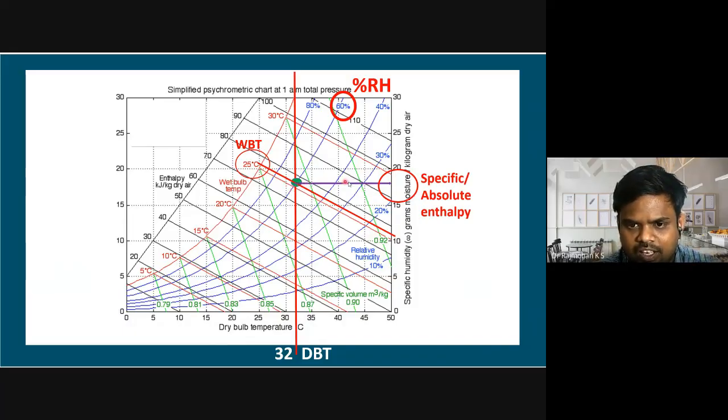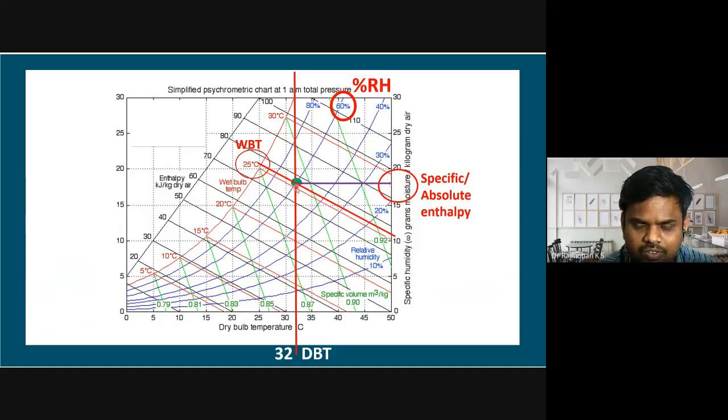Okay, so if you draw a line horizontal to this x-axis, what we get is specific or absolute enthalpy. This point we are getting, this is 15, this is 20, so half of it is going to be 17.5. So we are going to have a value more than 17.5. Let me say 18 or 18.5. Okay, the unit is given, grams of moisture per kilogram of dry air. So accordingly we have to write. If I write in kilogram, it is 0.015, 0.02. Okay, so accordingly we are going to get the value here.